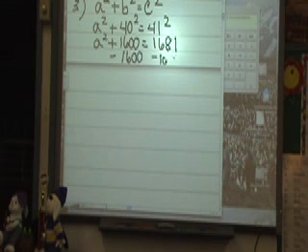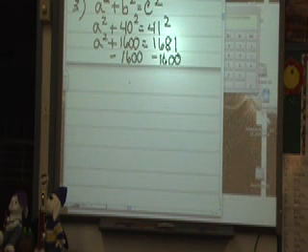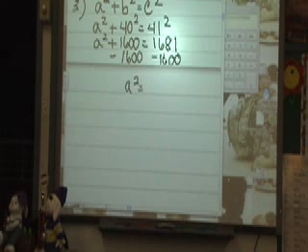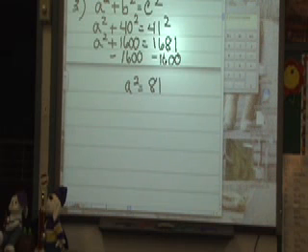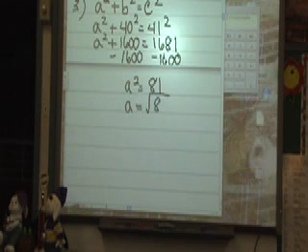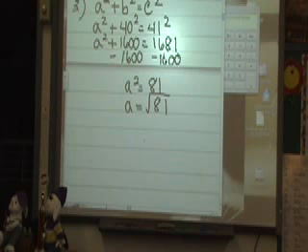1,600. Right. And that gives us A squared equals what? 1,681. Now to find out what number times itself makes 81, we need to take the what of 81? And what is the square root of 81? It's a perfect square. 9. 9, good. So the missing side is 9.